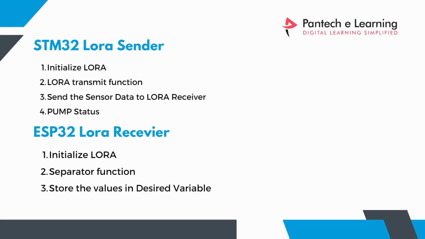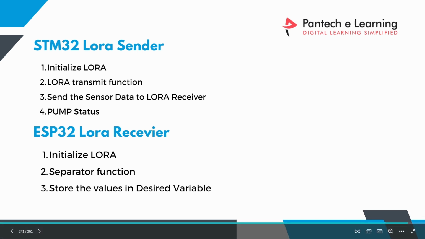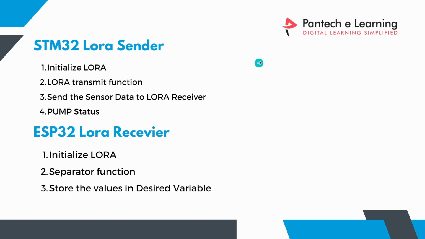Before that, now we will see what steps we have to do for sending and receiving the data. For the STM32, we have to initialize the LoRa first, and we are going to create a new transmit function to send this sensor data. Then it is also going to send the pump and sprinkler status. Then when we come to the ESP32, we have to initialize the LoRa. Then we are going to create a new function called the separator function. I will comment on it later.